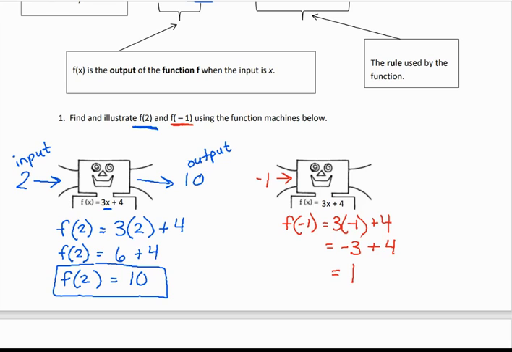If you want to leave the left side blank and just show all your work on the right-hand side, that's okay. But understand it's really saying f of negative 1 equals 1. So again, what does this mean? I plugged in negative 1 for my input, performed the operations, and the output was positive 1.